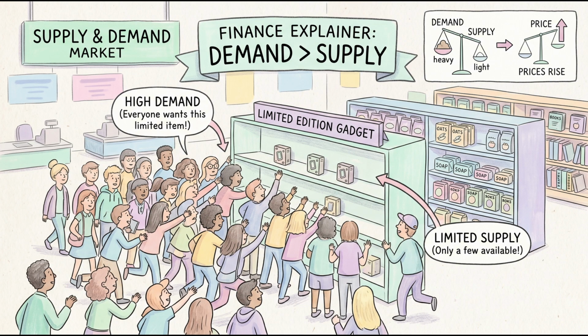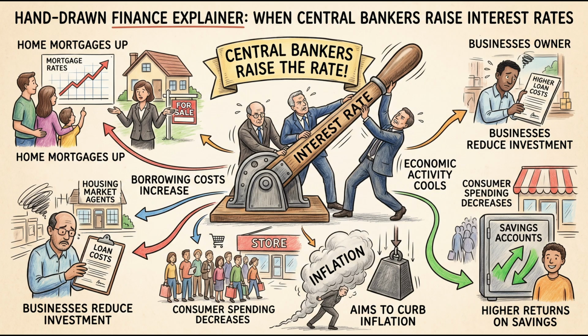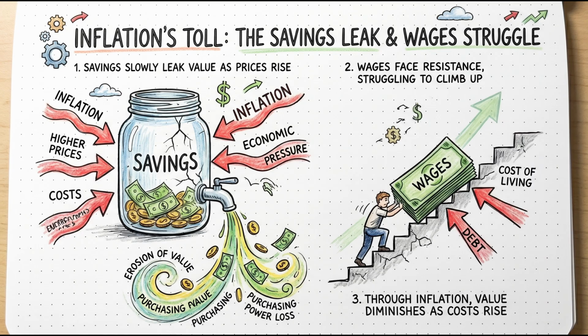A little inflation is totally normal, but when it runs too hot, savings lose their value and wages really struggle to keep up. So what happens when inflation gets completely out of hand? Well, governments and central banks step in to fight it, usually by jacking up interest rates. And it triggers this very specific cyclical loop.